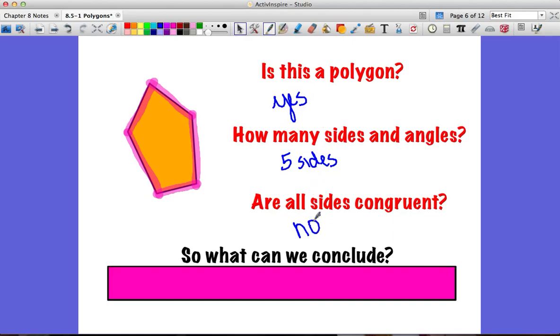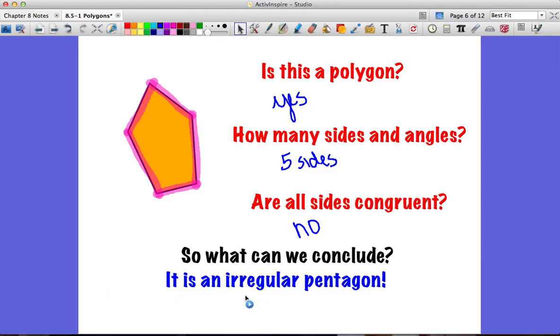So we're going to take all 3 of these things and we are going to make a conclusion. So we know that it's a polygon. So since it's a polygon with 5 sides, we know that it is a pentagon. Because it's not congruent on all sides and all angles, we know that it is irregular. So the conclusion that we can make is that this is an irregular pentagon.